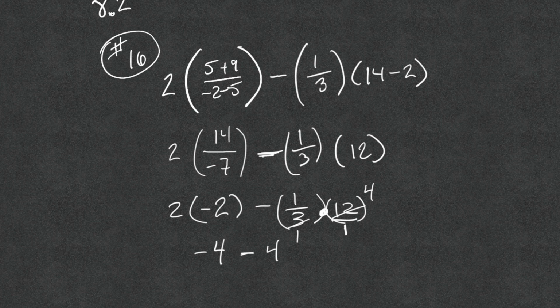So what am I left with here? I have a negative 4 minus a 4. And what does that give me? Well, that gives me a negative 8. Easy enough. Let's move on. I'm thinking we should do one more from 8.2. Let's take a look at one of these with the fractional exponents. Yeah, let's do number 14.